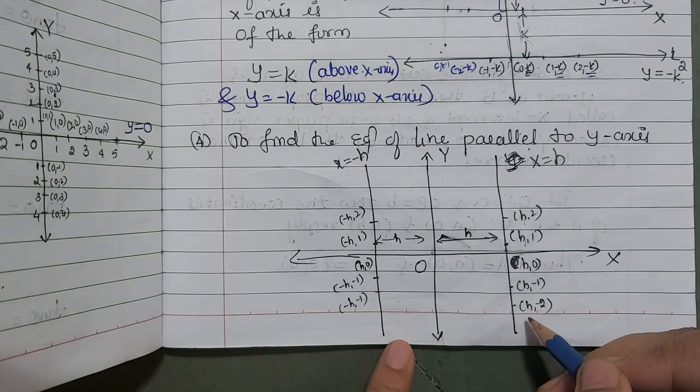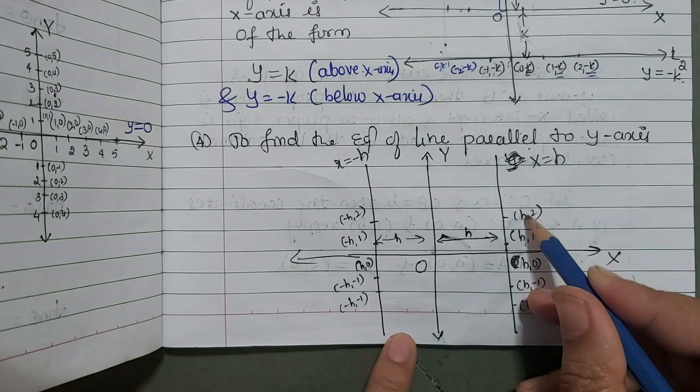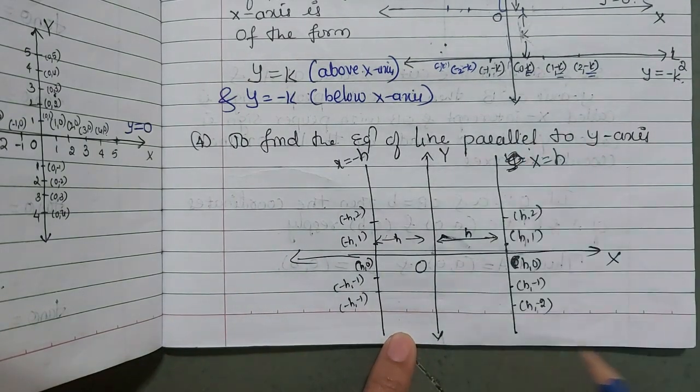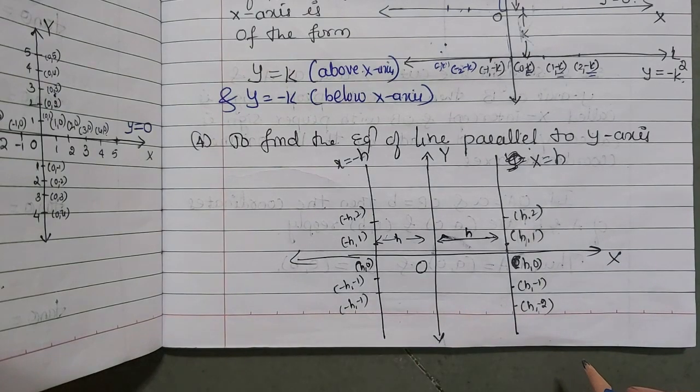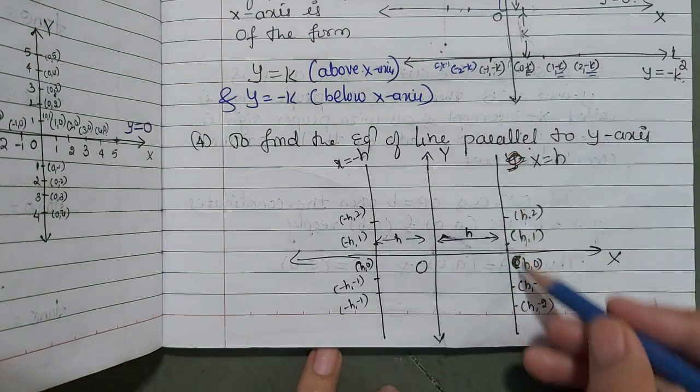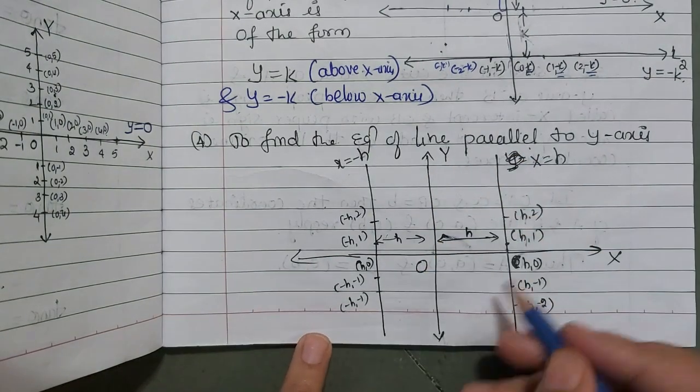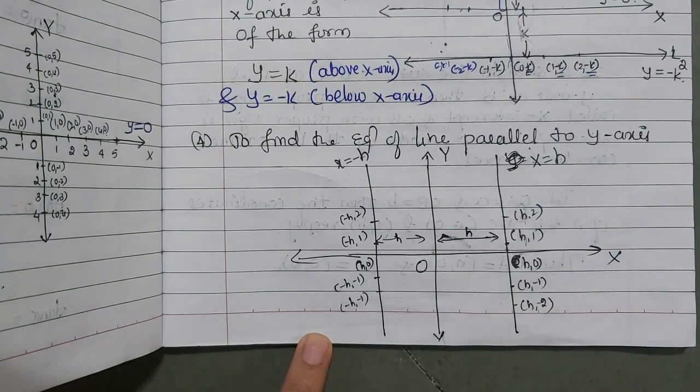So the x coordinate of each point on this line is h. That is the general condition we can see in the given points. Therefore that represents the equation of a line parallel to the y-axis, nothing but x is equal to h.